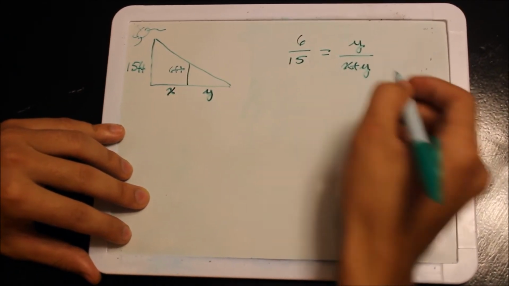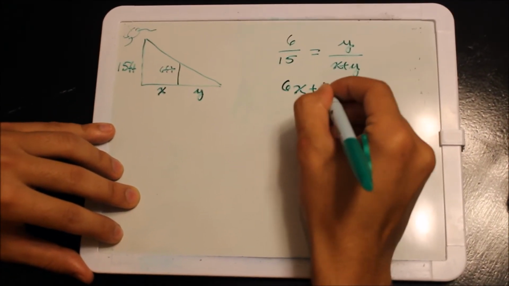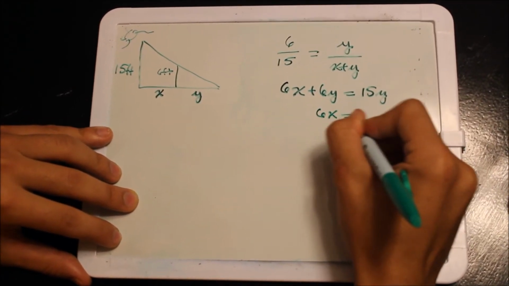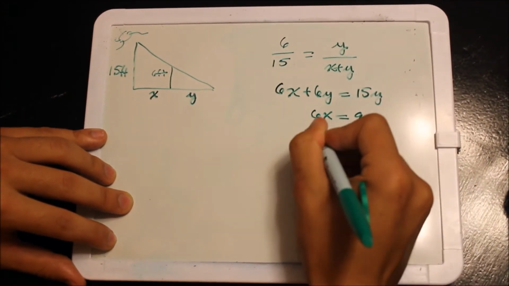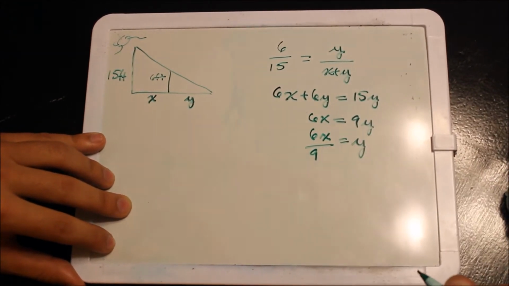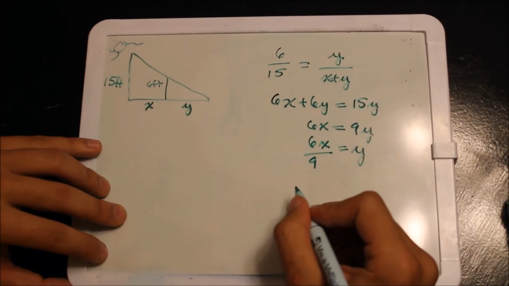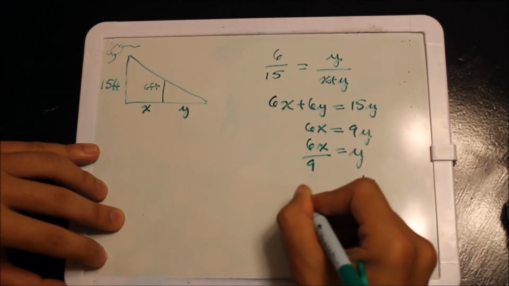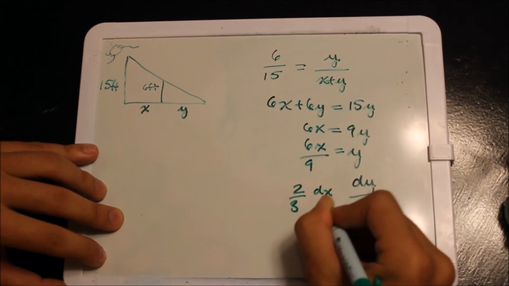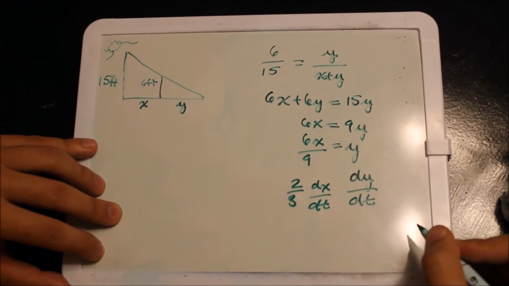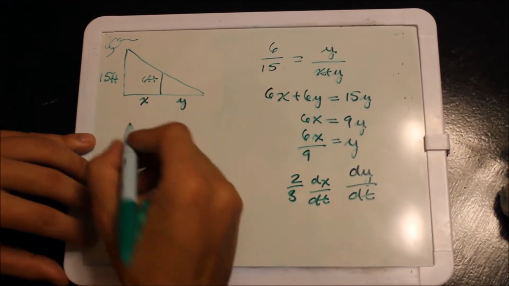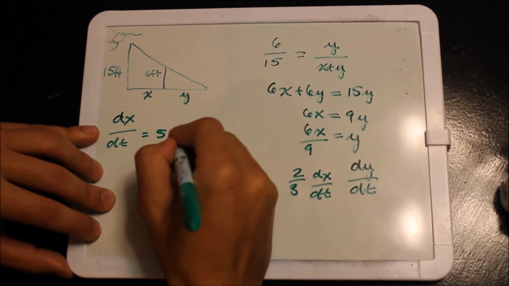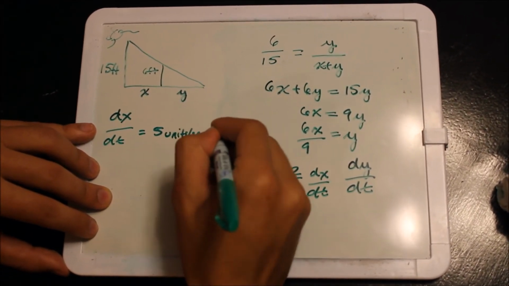Your next step is to distribute. So you'll want to go 6X plus 6Y equals 15Y. And you'll just solve from there. And then you conclude that Y equals 6X over 9. From there, you'll want to take the derivative. So dy/dt equals 2/3 dx/dt. And we know from what the problem gave us originally that dx/dt equals 5 units per second. Oh wait, no, it's feet.